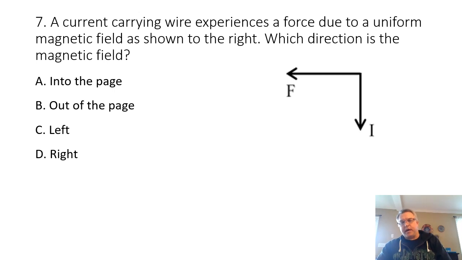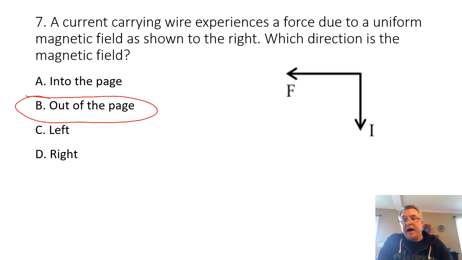So if I orient my hand so that my thumb is facing to the left, and again using my left hand to demonstrate because the camera behaves like a mirror, my fingers are pointing downward, or in the negative y direction. My palm represents the magnetic field. Remember, my thumb is the force, my fingers are the current, my palm is going to be the magnetic field, and I can see that my palm is facing away from the screen, or out of the page. So the answer to question 7 is going to be B, out of the page.